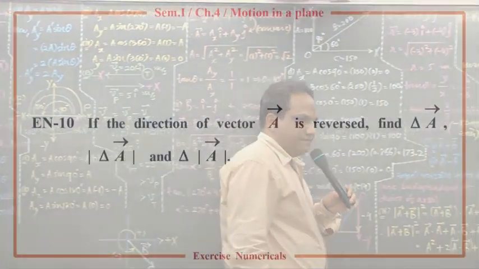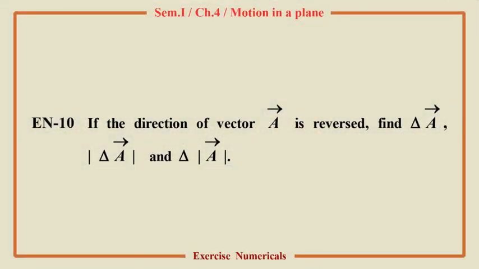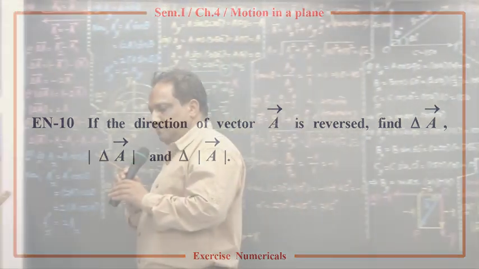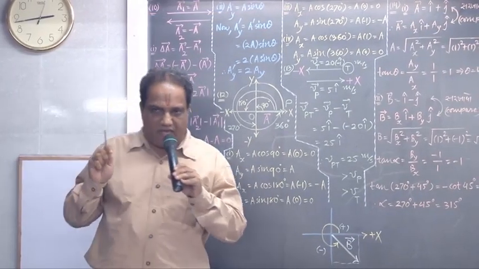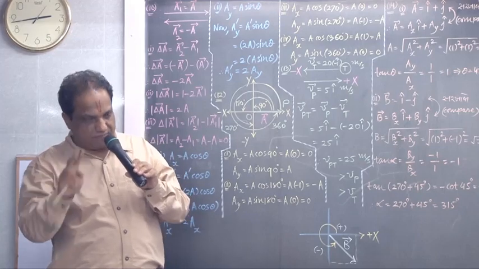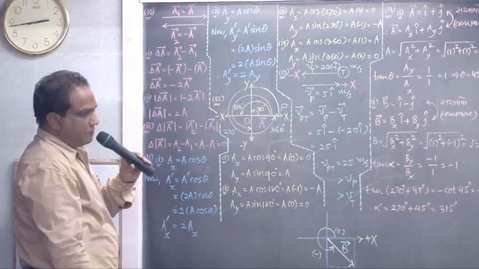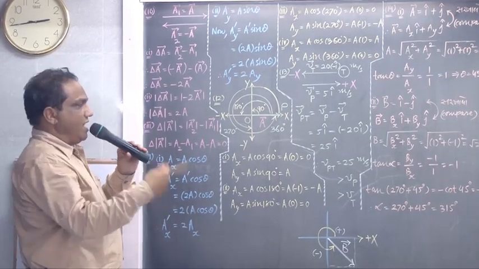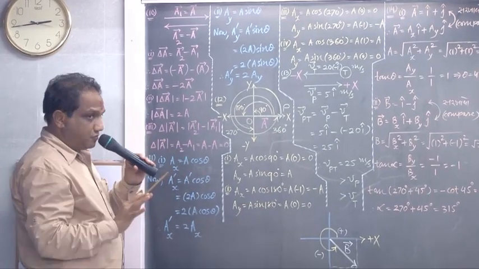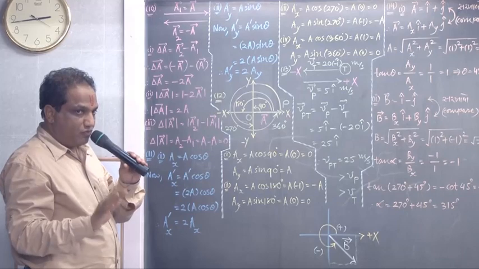Read the statement. Look, if any vector is reversed, then what will be the change in that vector? What will be its magnitude? And what is the change in its magnitude? These three quantities we have to find out.